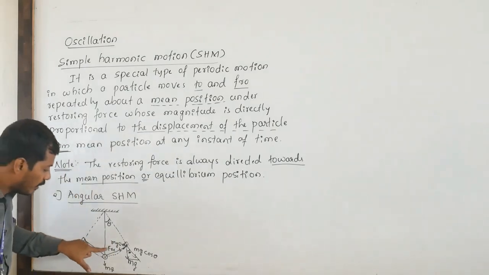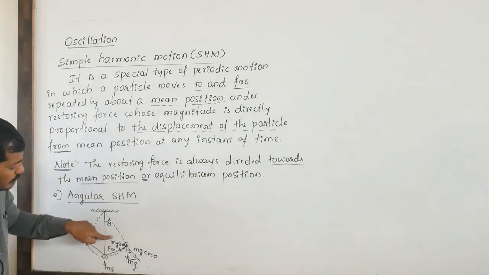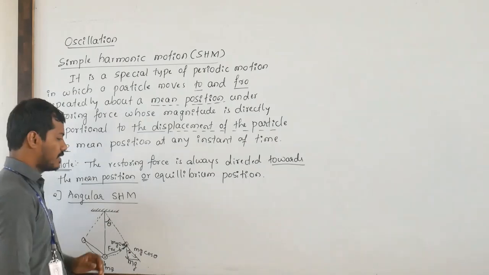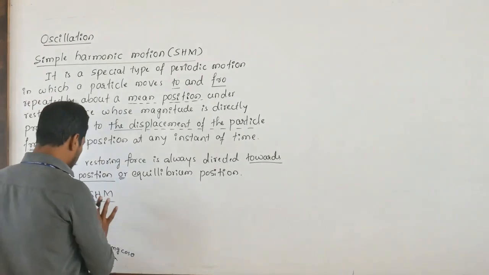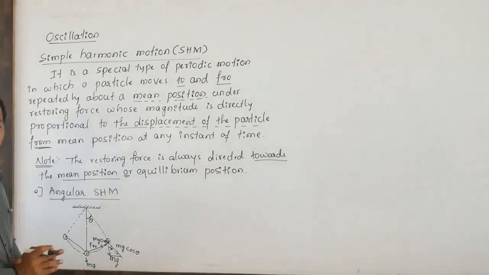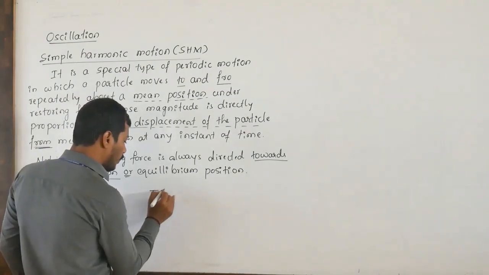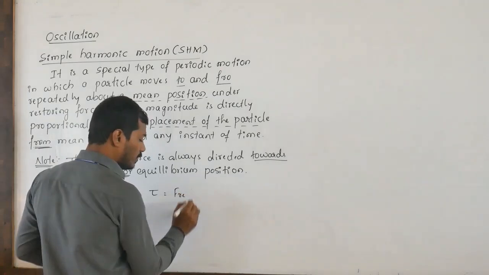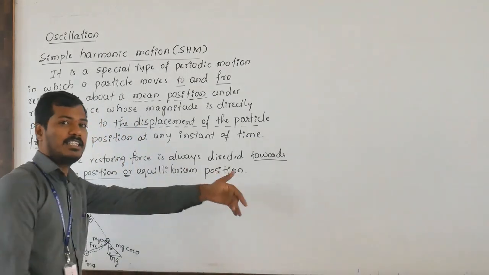Because here the restoring force is nothing but what? Mg sin theta. Restoring force is nothing but mg sin theta, or it is considered as F sin theta. Then in this angular simple harmonic motion, there is a production of torque. The torque should be what? The restoring force, which is a displacement.